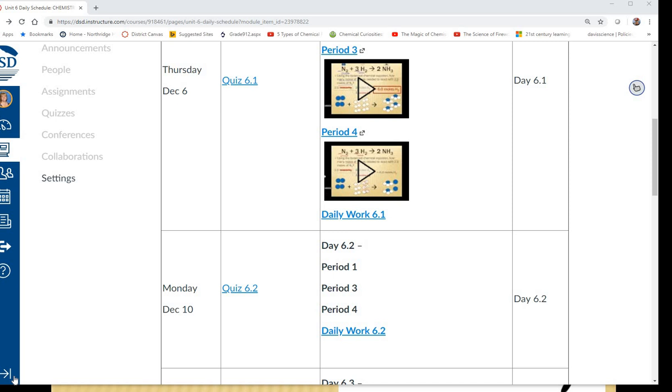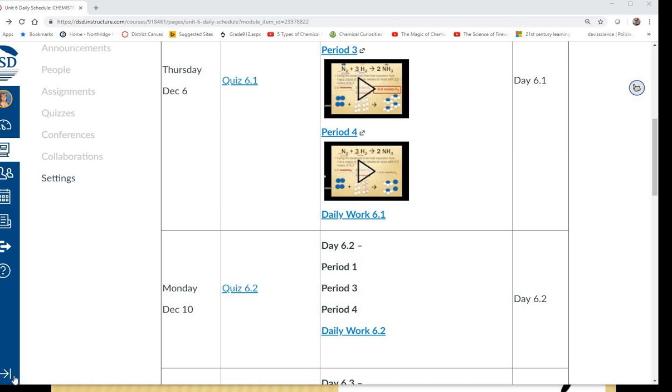Today we are doing 6.2. We're going to do a lecture first on gram-to-gram stoichiometry, and then we're going to do a rotation. Notice in the rotation you have the same stuff that you're doing: daily work 6.2, quiz 6.2. The only difference is in red is a help station, so that I can go around and help you with what you need.